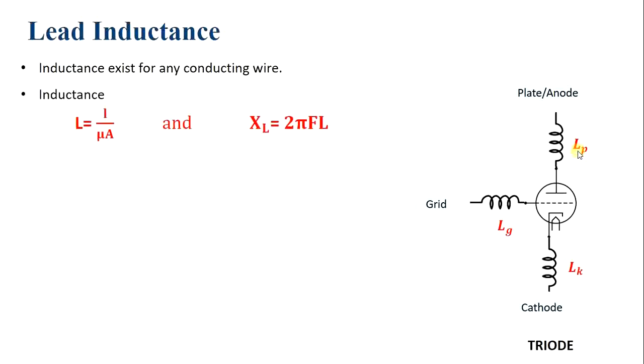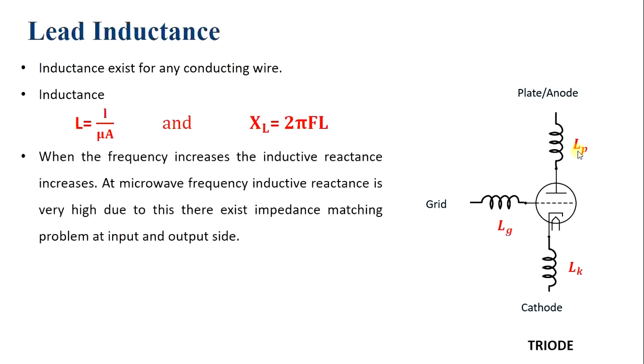Inductance is given as L = μl/A, where l is the length of the conducting wire, μ is the permeability and A is the cross-sectional area. The inductive reactance XL is given as 2πfL, so the inductive reactance is directly proportional to the frequency f. When the frequency increases, that is, at microwave frequencies, which are very high, the reactance increases, and at microwave frequency the inductive reactance is very high.